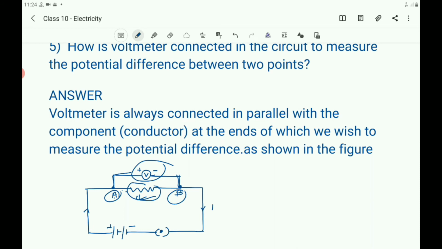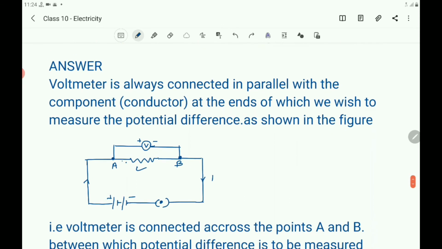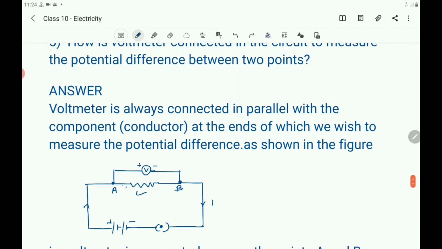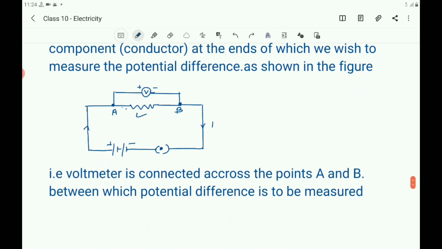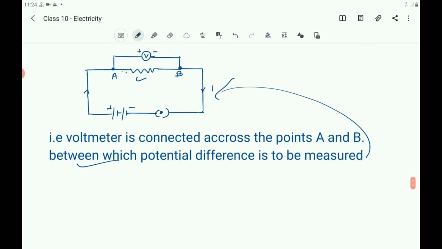Here it is shown in the figure. Here what is the answer that you write? Voltmeter is always connected in parallel with the component at the ends of which we wish to measure the potential difference, as shown in the figure. In short, you can write voltmeter is connected across the points A and B between which potential difference is to be measured. But here we have to show the figure. That is the answer for the question.